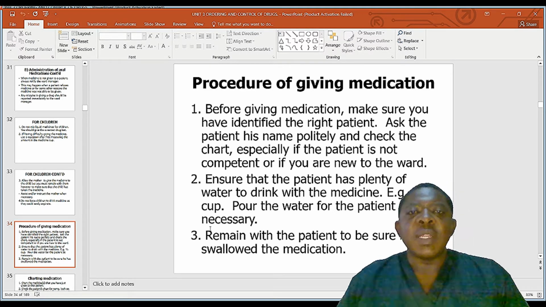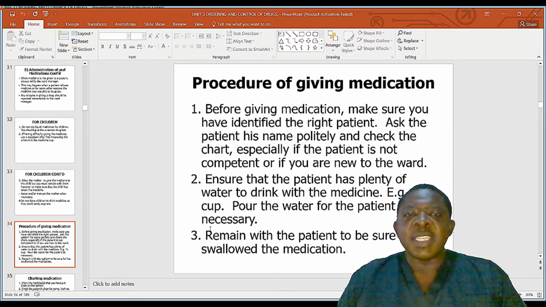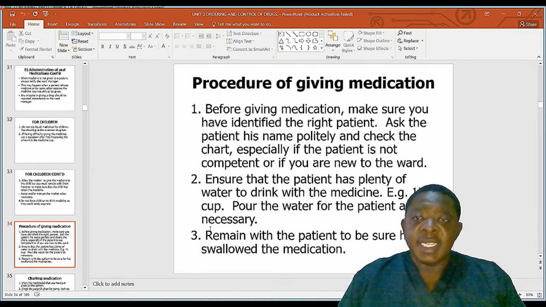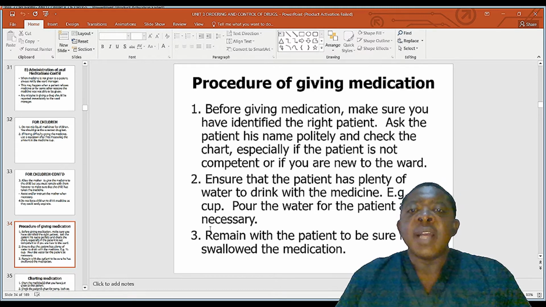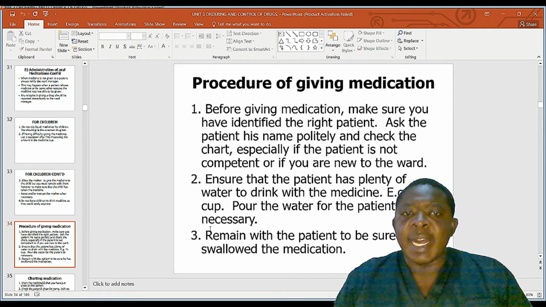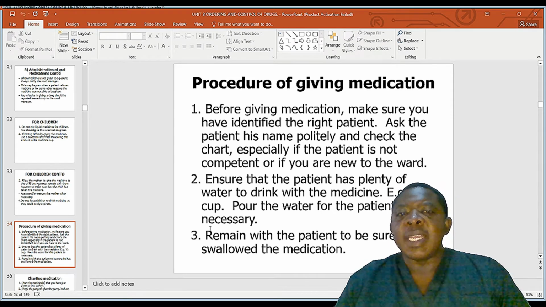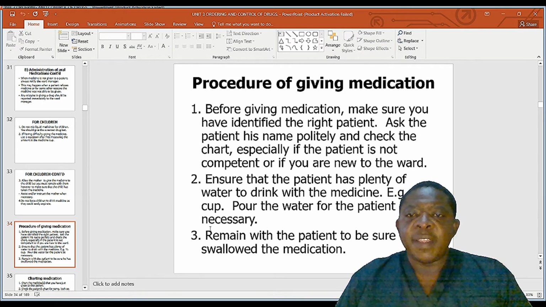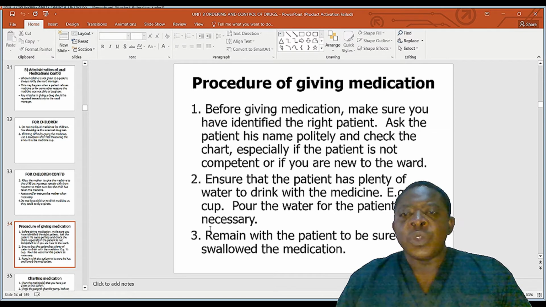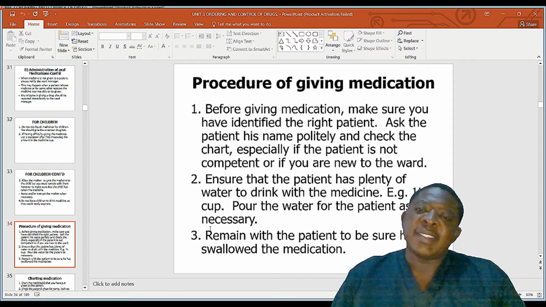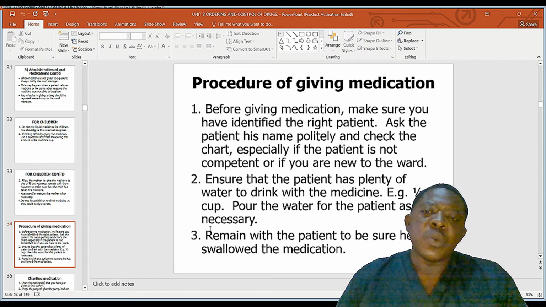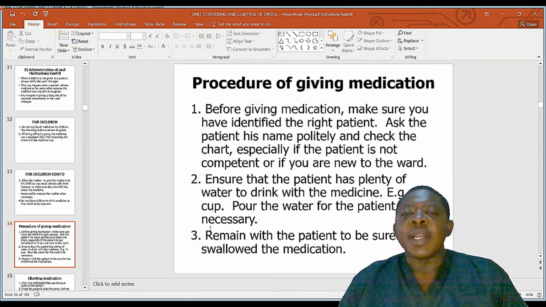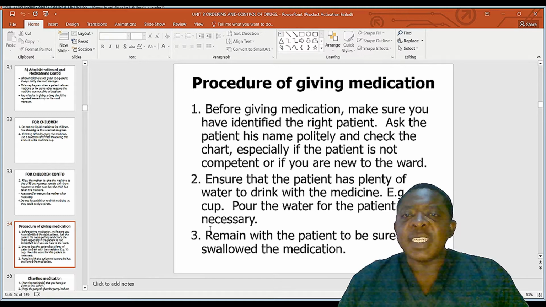Now let us talk about the procedure of giving medication. Before giving medication, make sure you identify the right patient. Ask the patient's name politely and check the chart, especially if the patient is not competent or if you are new to the ward. You will take the drug chart, note the bed number, and then go to the patient so that you verify the patient's name.